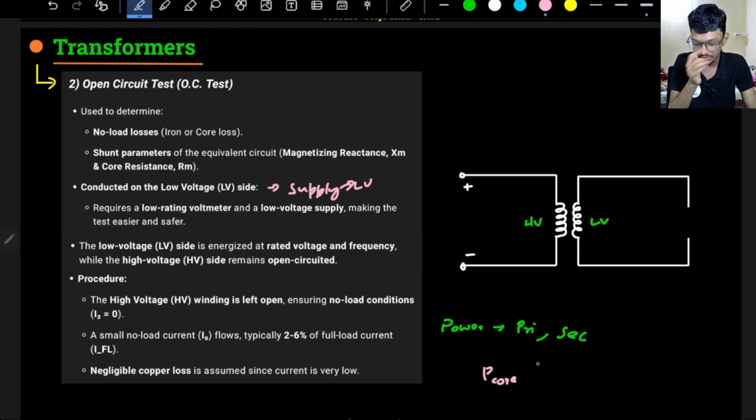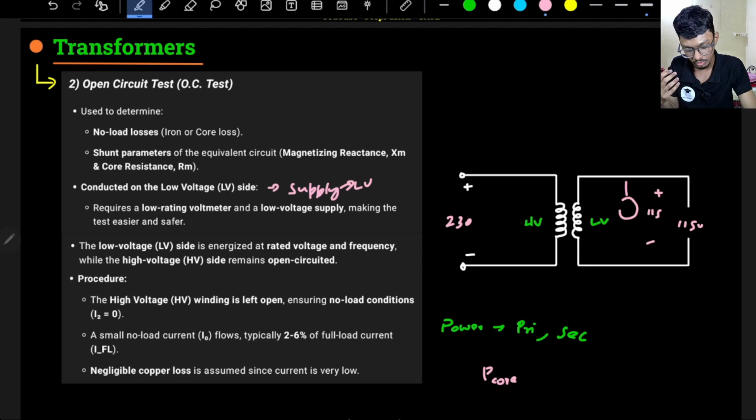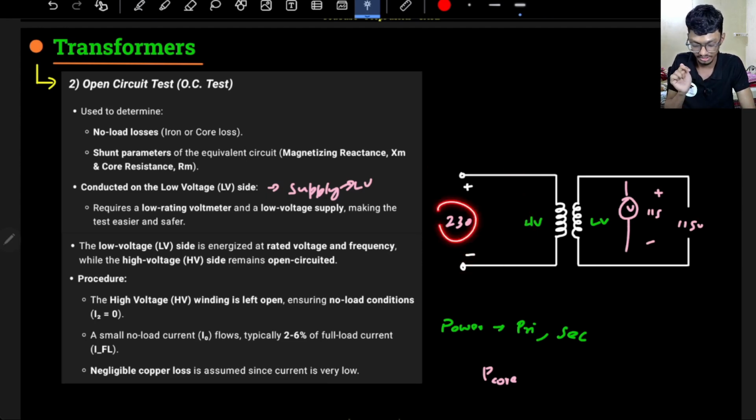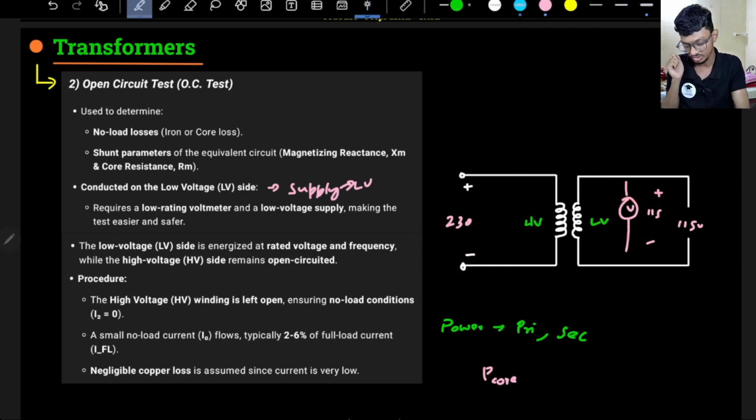But what will be the advantage? Let's assume this is 230 volts and this is 115 volts. In case of low voltage winding, I just need to apply 115 volts. So that will be easier for me. And my instruments, voltmeter and ammeter, will also be lower rating, because if I had to conduct the test on the high voltage side, the instrument rating would have to be 230 volts. Here the instrument rating has to be just 115 volts. That's it. I hope you have understood this point. That is the reason why we perform this test on the low voltage winding and not on the high voltage winding.